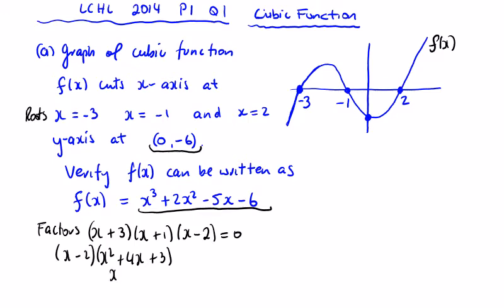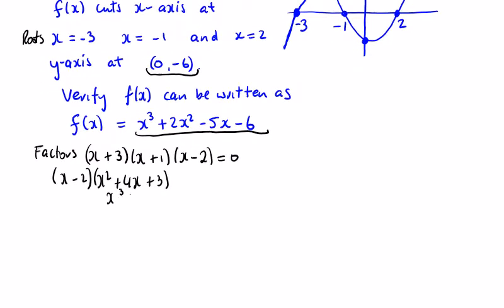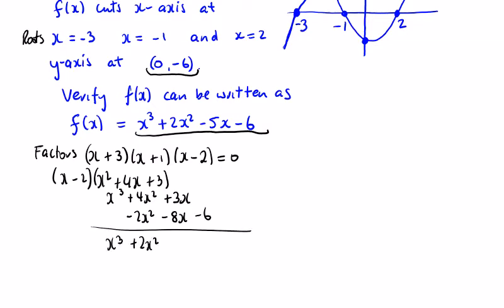So we're going to get x cubed plus 4x squared plus 3x, and line them up underneath, minus 2x squared minus 8x minus 6. So we're going to get x cubed plus 2x squared minus 5x minus 6. And we can say that's equal to f of x, which is what they asked us to show. QED. Nice intro into the 2014 paper to calm everyone's nerves.